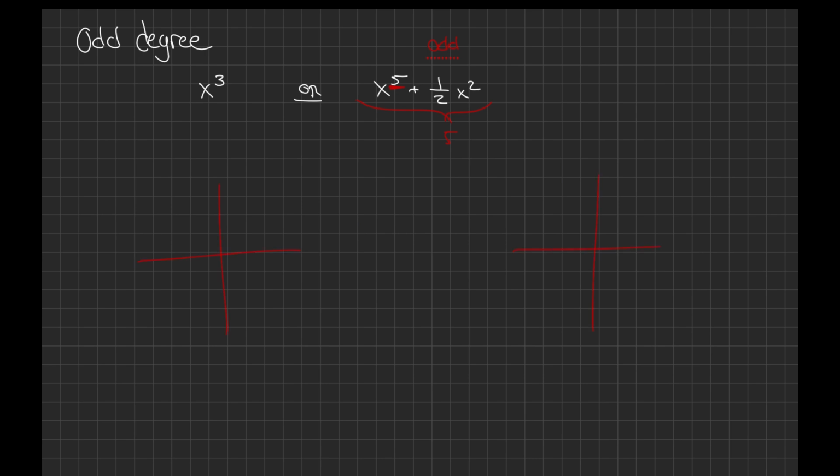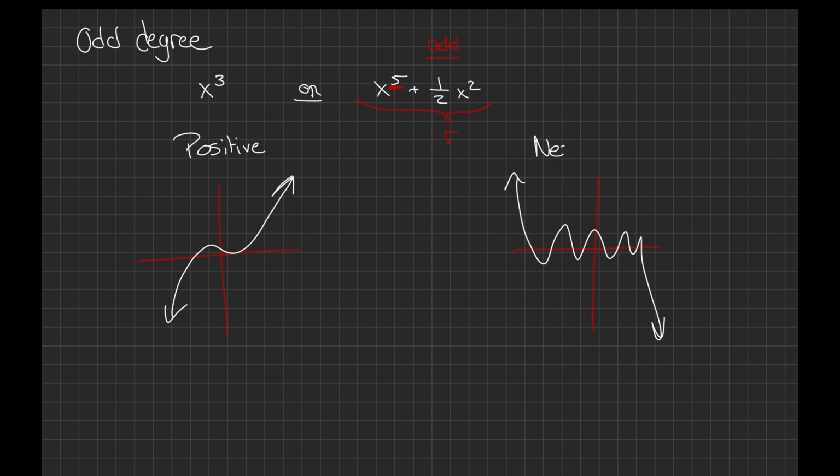So let's take, for example, something simple like this and something a little more complicated like that. So this one here is a positive leading coefficient, and this one has a negative leading coefficient. We can see that because it goes from quadrant 3 to quadrant 1, and this one here goes from quadrant 2 to quadrant 4. And we can see just overall, this one will tend to increase as x goes up, and this one will tend to decrease as x goes on.